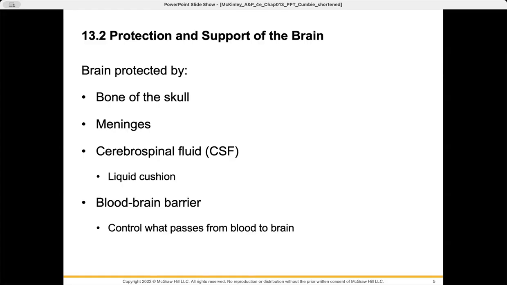We also have protective membranes around the brain called meninges, and we'll get into the layers. Cerebral spinal fluid is present. It provides cushioning and nourishment in the brain. And of course, we have the blood-brain barrier, which is bringing nutrients to all those neurons. And we already learned a glial cell, which is part of the blood-brain barrier, which is the astrocyte.